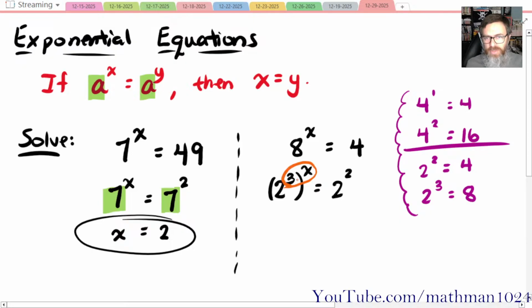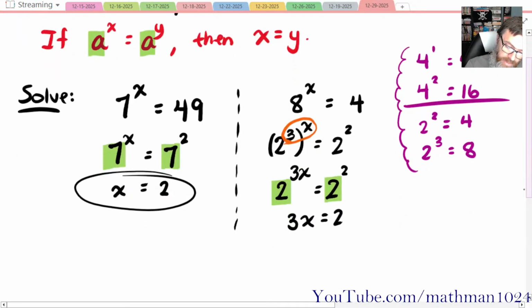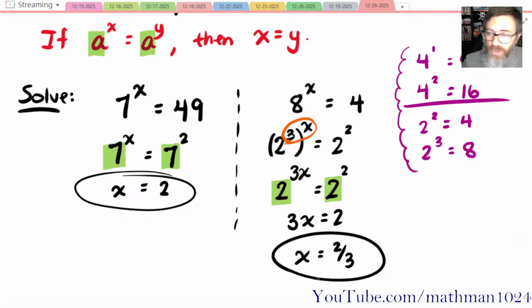Right now, you have 2 to the third to the x, so when you have a power to a power, we would multiply. So we end up with 2 raised to the 3x is equal to 2 squared. And now, since these guys have the same base, we can equate their powers. So 3x equals 2, which when we solve for x is 2/3. And that's all we have to do, but yeah, really it is. So you just need to know your powers.